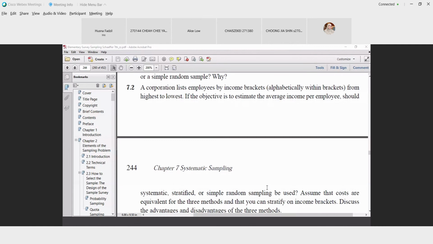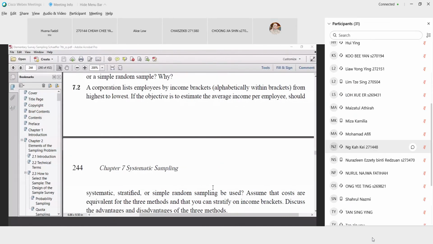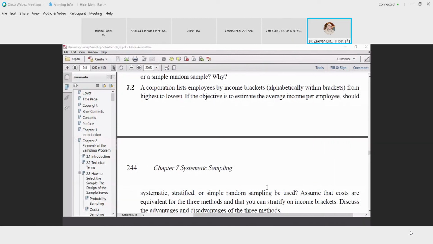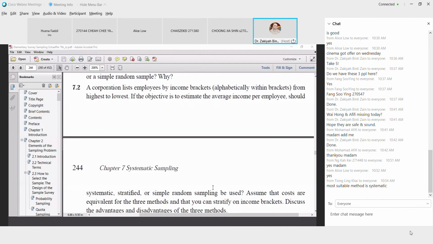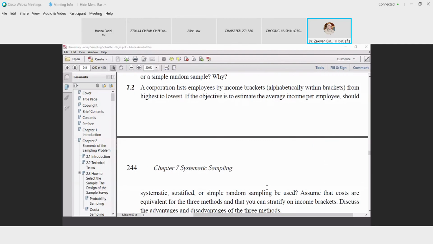How about team A5? Oh, I'm doing K equals 2. A5? Why do you think systematic is most suitable? You wrote most there. That's very strong. Most suitable. Would anyone disagree with that? Would anyone argue that systematic is most suitable?